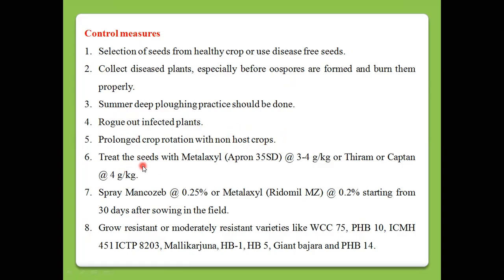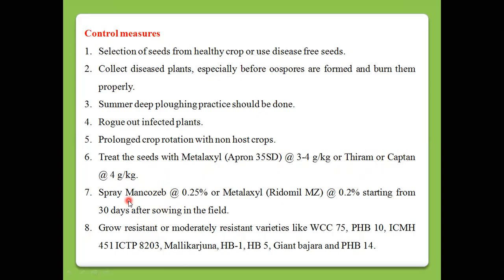Then treat the seeds with metalaxyl at the rate of 3 to 4 gram per kg, or Thiram or Captan is also effective, used at the rate of 4 gram per kg of seed. This is to protect the seed from fungal infection by applying metalaxyl, Thiram or Captan fungicides.